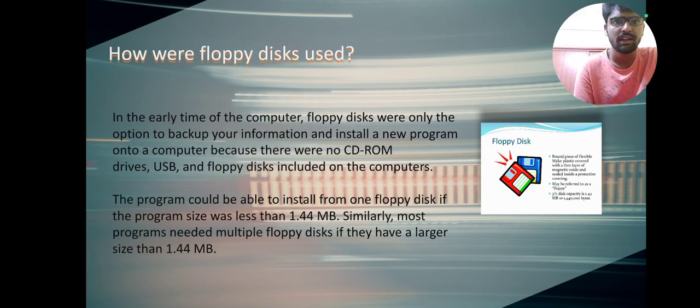How are floppy disks used? See, in the early times of computers, floppy disks were the only option to back up your information and install new programs onto a computer, because there were no CD-ROM drives or USB included on the computer. The program could be installed from one floppy disk if the program size was less than 1.44 MB. Similarly, most programs needed multiple floppy disks if they were larger than 1.44 MB.